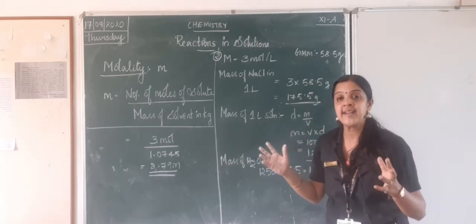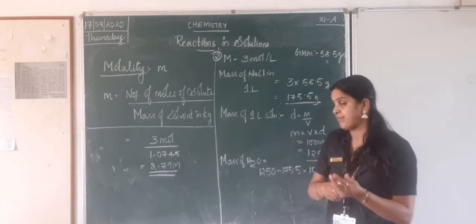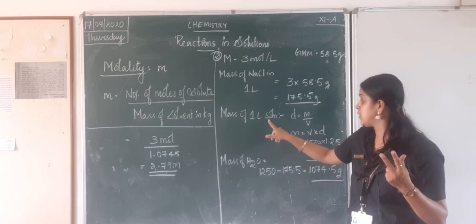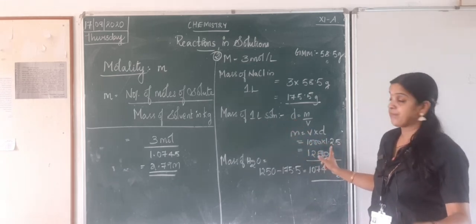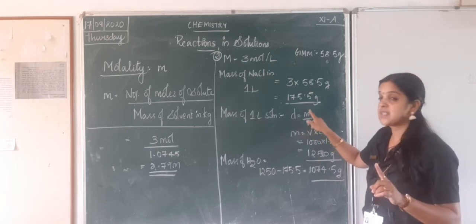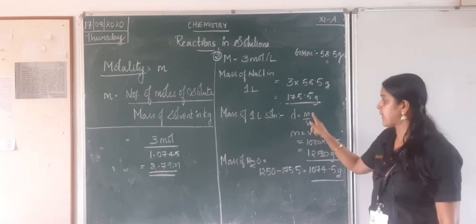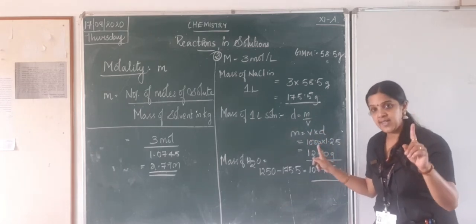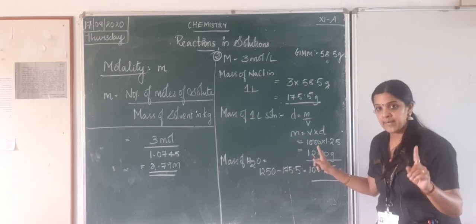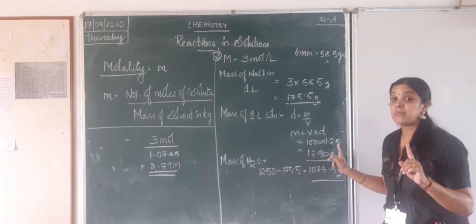When I say 1 liter of solution, it will have my sodium chloride and water together. But the mass of 1 liter of solution is, since the density is given as 1.25, we know density is mass by volume. So what will be the mass of the solution? Mass equals volume into density. Volume we know is 1 liter, which is 1000 ml. Density is given as 1.25 gram per milliliter.